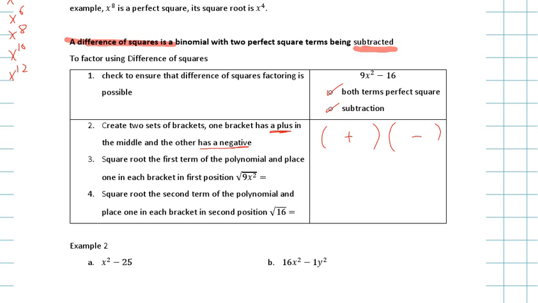So, eyes on me please, I'll give you time to copy this. My first term is 9x squared. I'm going to have to square root 9x squared. When I square root 9x squared, what do I get? 3x. Because the square root of 9 is 3, and x squared, if you divide the exponent by 2, gives you x. So, in the first position, right before the plus, you're going to put a 3x. And right before the minus, you're going to put a 3x.